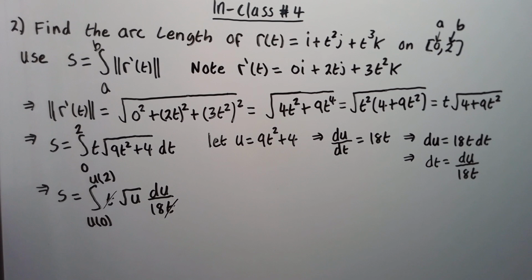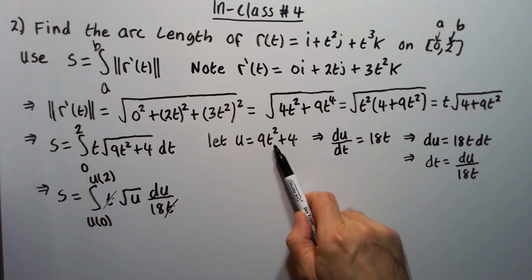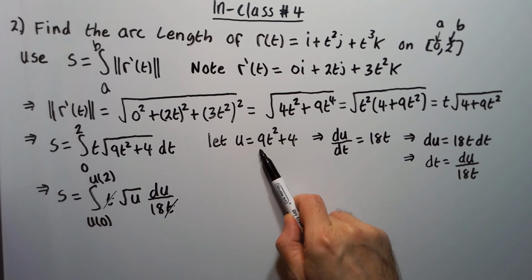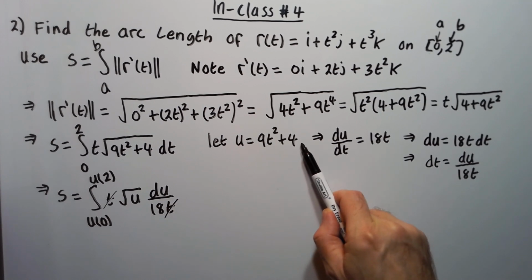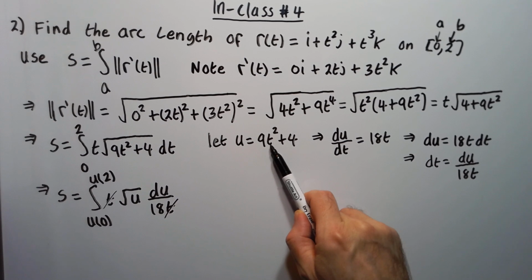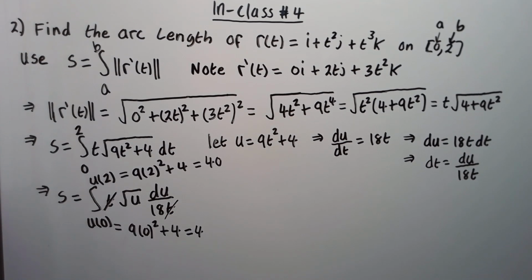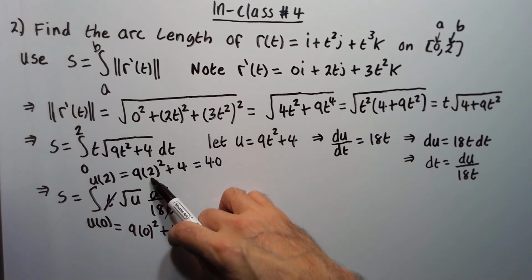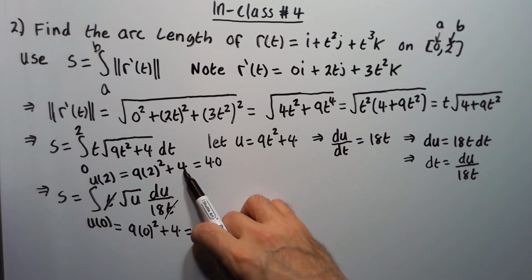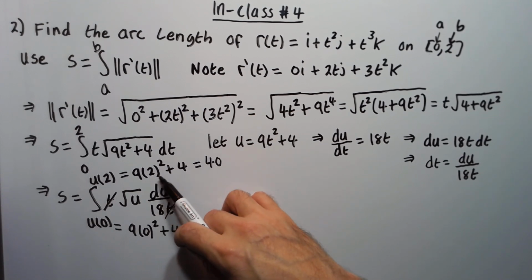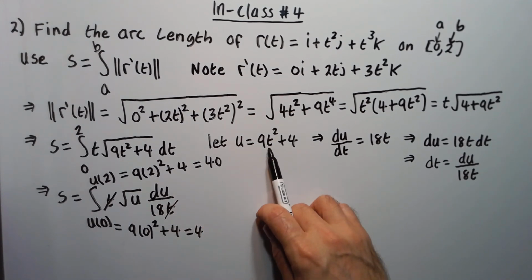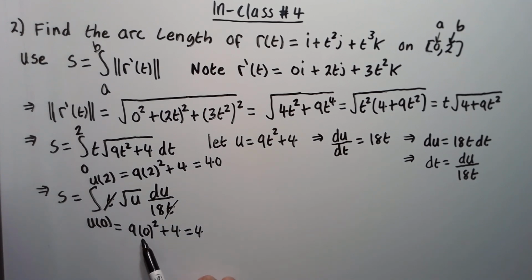Okay, let's keep going. And let's see, u of 2 means put 2 in place of t here. It's going to be 9 times 2 squared plus 4, which is 40, if you can check. So it'll be 9 times 4 plus 4. And u of 0 means put 0 in place of t here, so 9 times 0 squared plus 4, which is just 4.